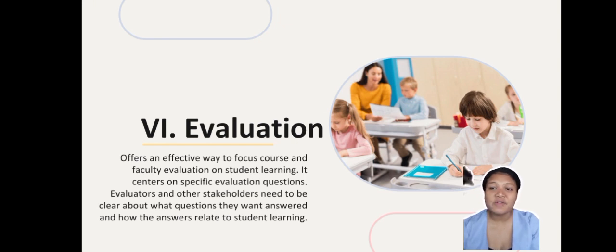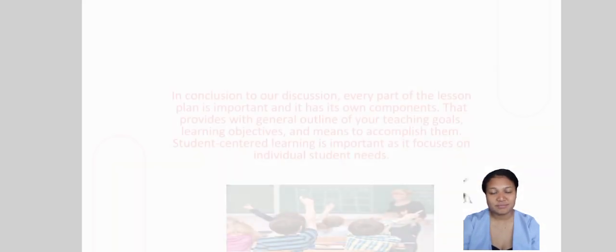It offers an effective way to focus course and faculty evaluation on student learning. It centers on specific evaluation questions. Evaluators and other stakeholders need to be clear about what questions they want to answer and how the answers relate to the student learning. So under evaluation, this is the time that you will assess or evaluate the student's learning. What are the major takeaways he got from the discussion?